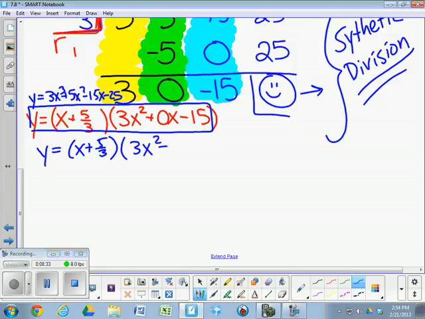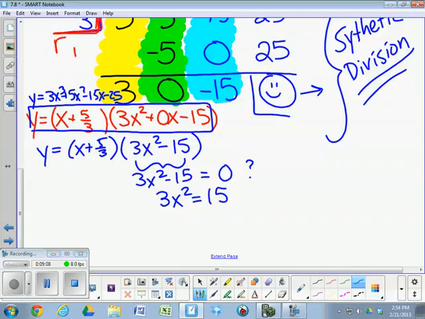Can I get rid of that 0x? That's annoying me, okay? You can tell that if 3x squared minus 15 is one of the factors, how can you find out when that equals 0? Solve it. Set this equal to 0. What do you do first? Thank you. Add 15. I hate that 3. Divide it out.